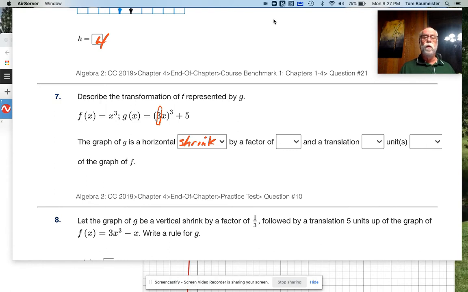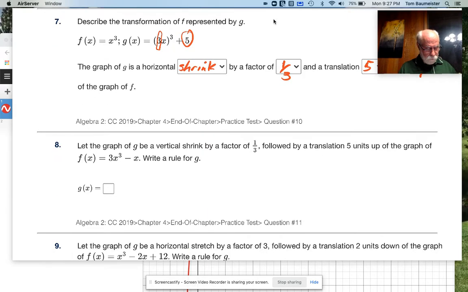When I hear the word horizontal, I've told you to flip it. So that is going to be 1/3. And a translation, this part right here is just translation 5 units. And again, that is going to go up because it's not on the inside.